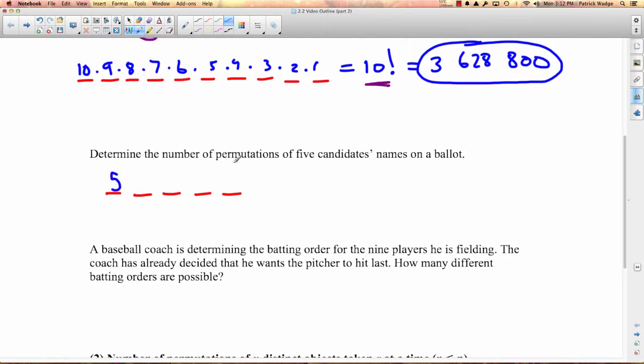You could put 5 names because there's 5 candidates. How many in the second spot? There's only 4 left. There's only 3. There's only 2. There's only 1. Multiply those all together and get your answer.